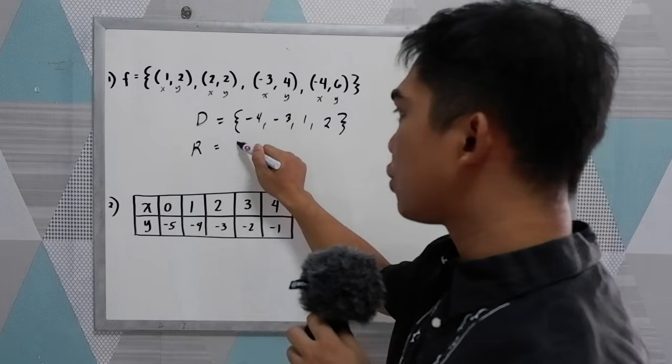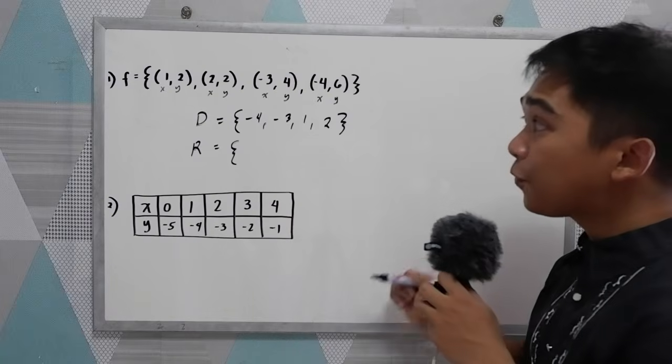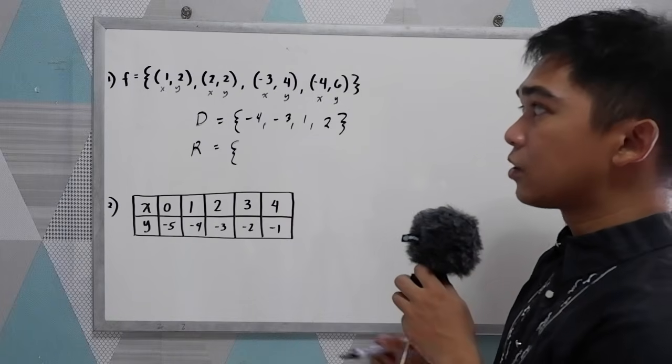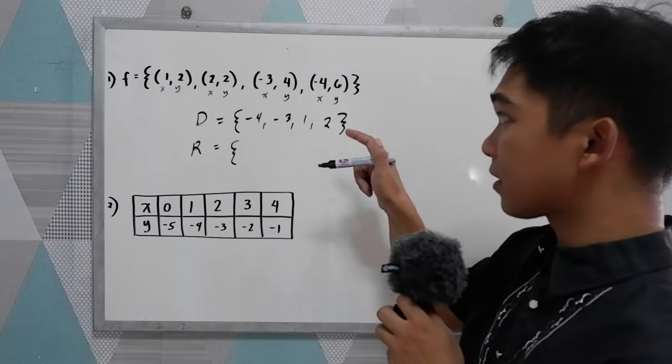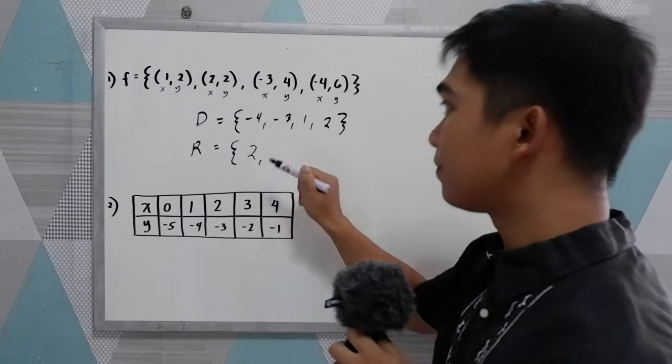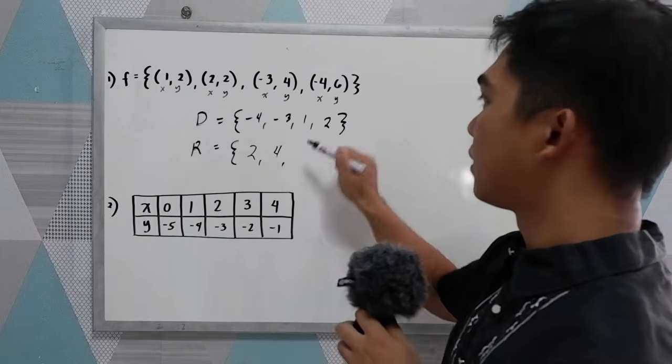Now for our range, possible output for our y. So in our given, we have 2, 2, 4, 6. So we have 2, 4, 6.